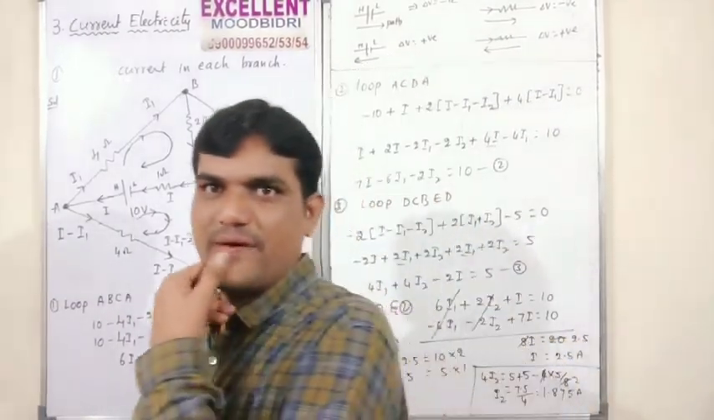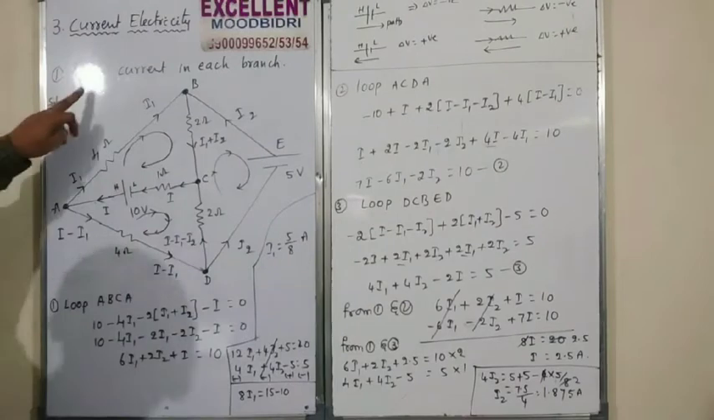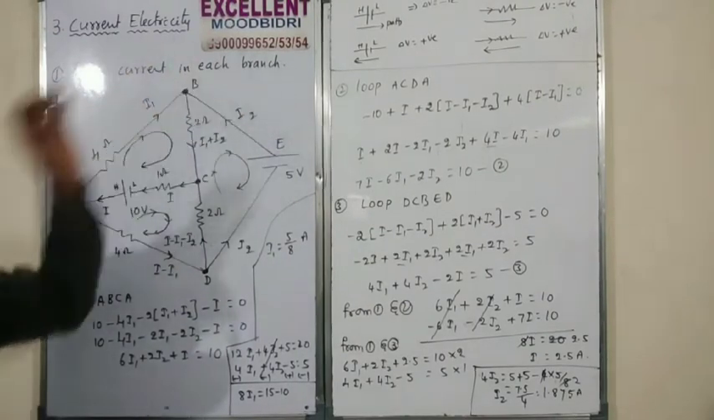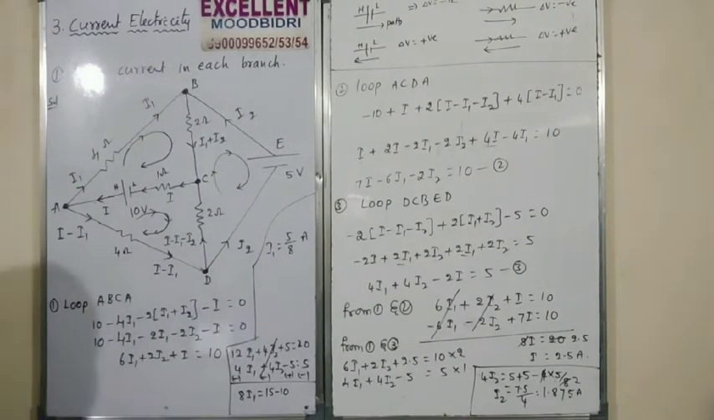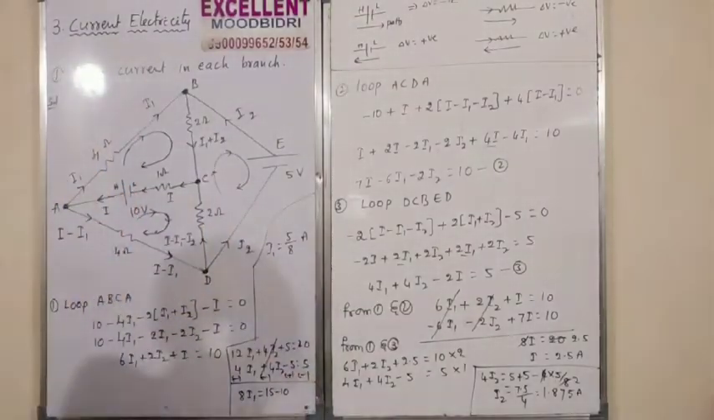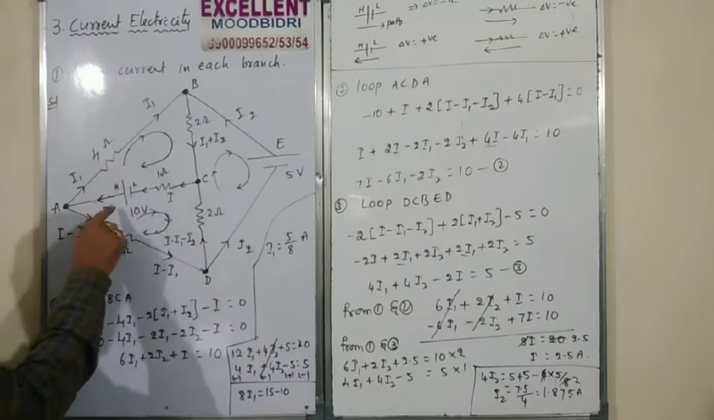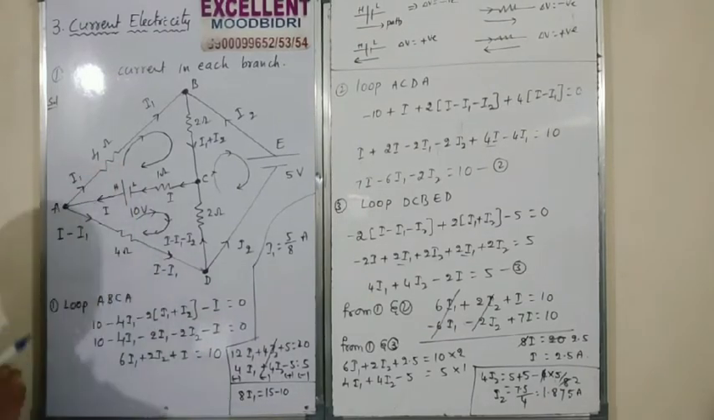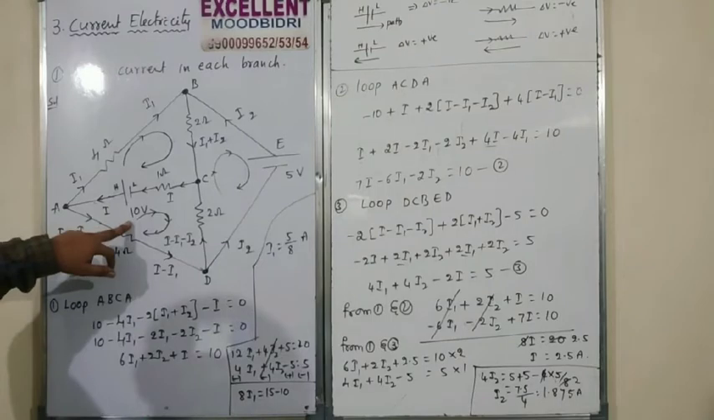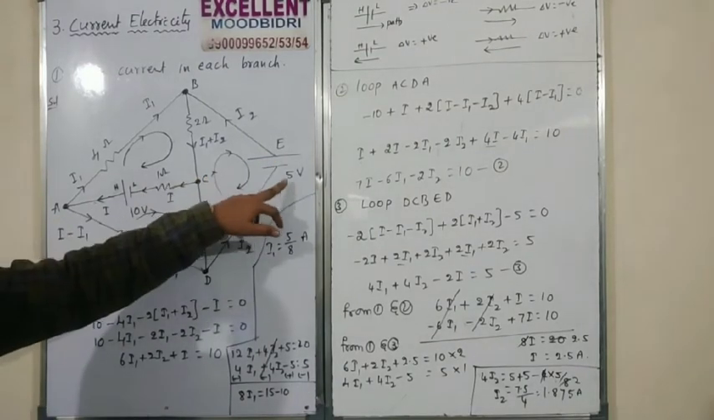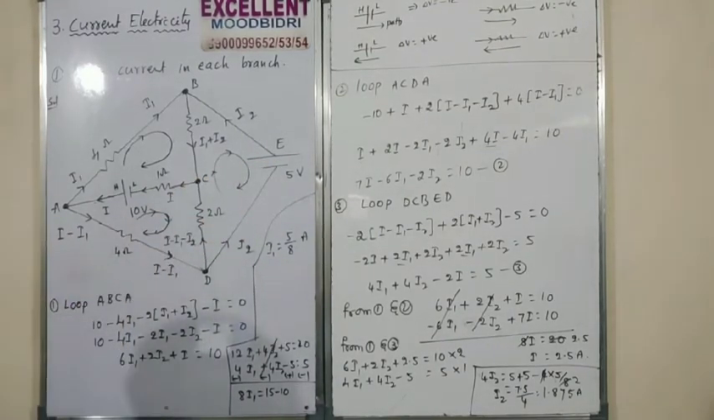One problem I have given, see that. Find the current in each branch. The given circuit is like that. The given network is like that. Here the voltage is 10 volt, and here the voltage is 5 volt. The circuit is like that, but I have already given the values. You can observe the diagram clearly.